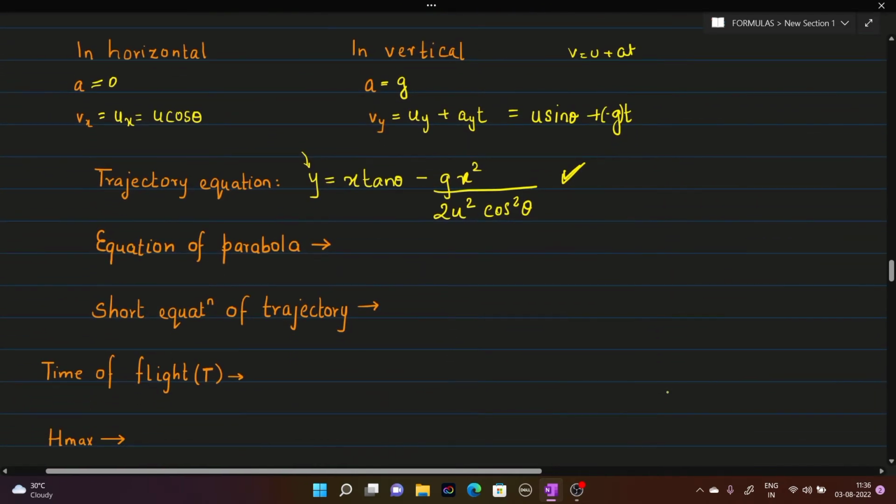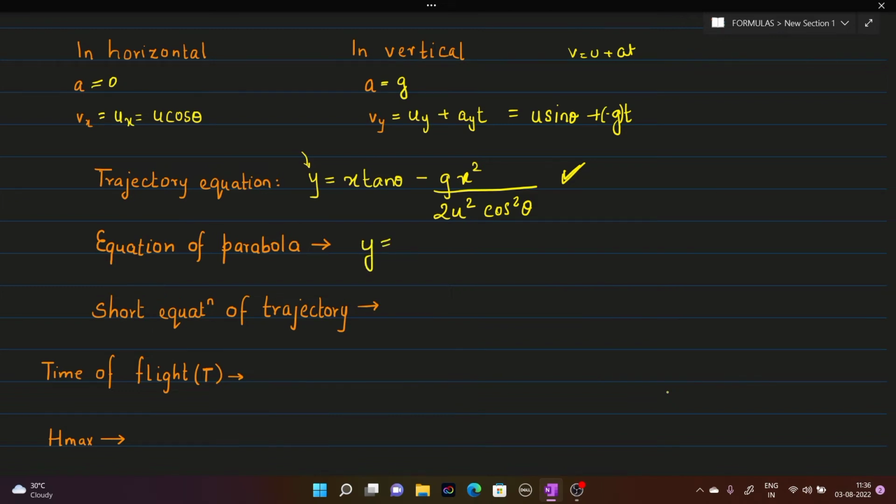After that is the equation of parabola. The equation of parabola basically has no importance as such for solving questions, but it just needs to be remembered. y will be equivalent to ax minus bx square. Sometimes for identification purposes it might come. Next is the short equation of trajectory. So this equation of trajectory is shortened over here.